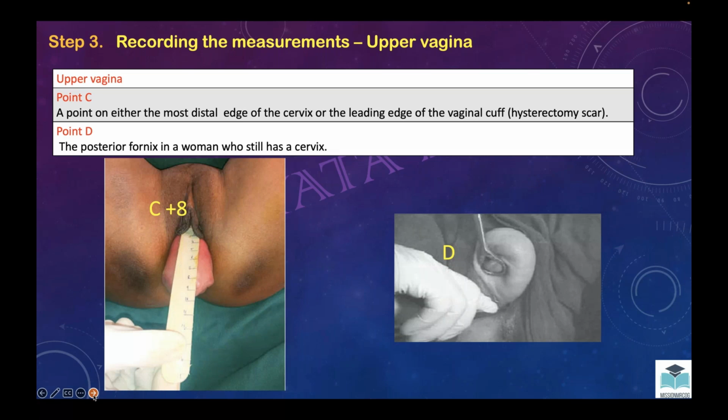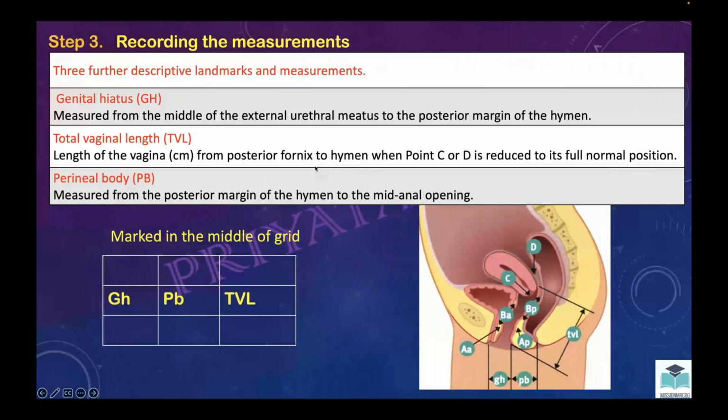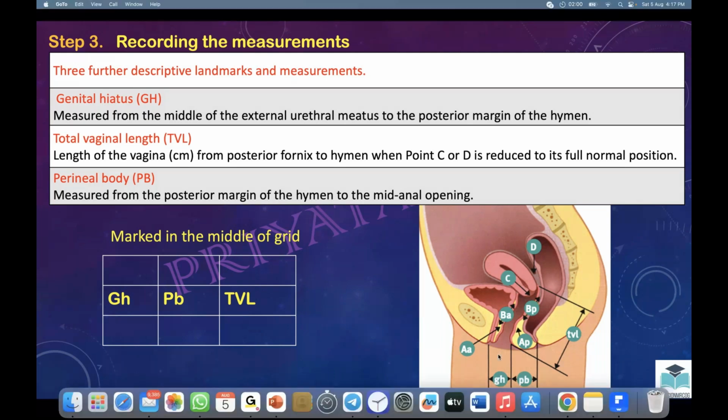Now three other measurements. These are just descriptions only, but they don't help in the quantification of prolapse. So this is genital hiatus. Genital hiatus is measured from mid external urethral meatus, like from here to here, that is the posterior margin of hymen. So this is genital hiatus. Okay, this is genital hiatus. So it is used in the definitions, and you have to teach your students so that you should know it.